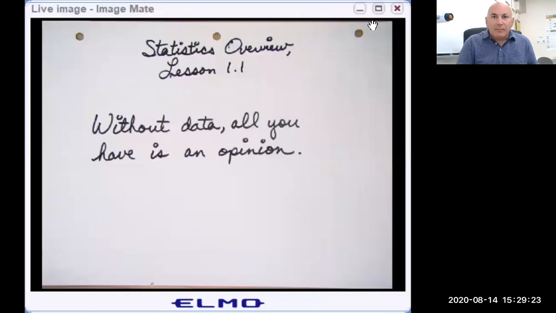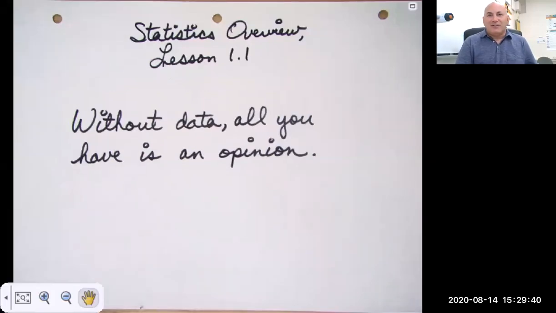All right, I'm going to share a screen with you here. In theory, you should be able to see Statistics Overview, Lesson 1, 1.1, and it says screen sharing is paused. Why is that? There it is. You should be able to see that now.